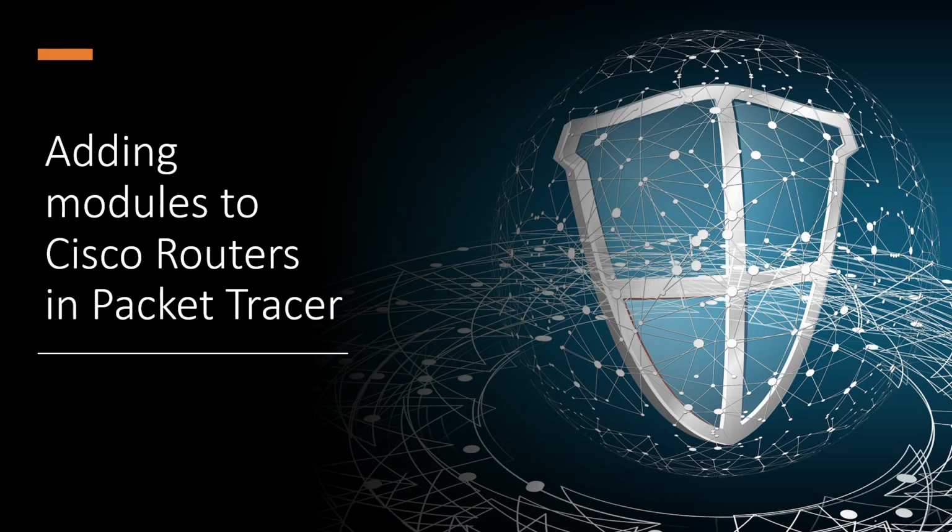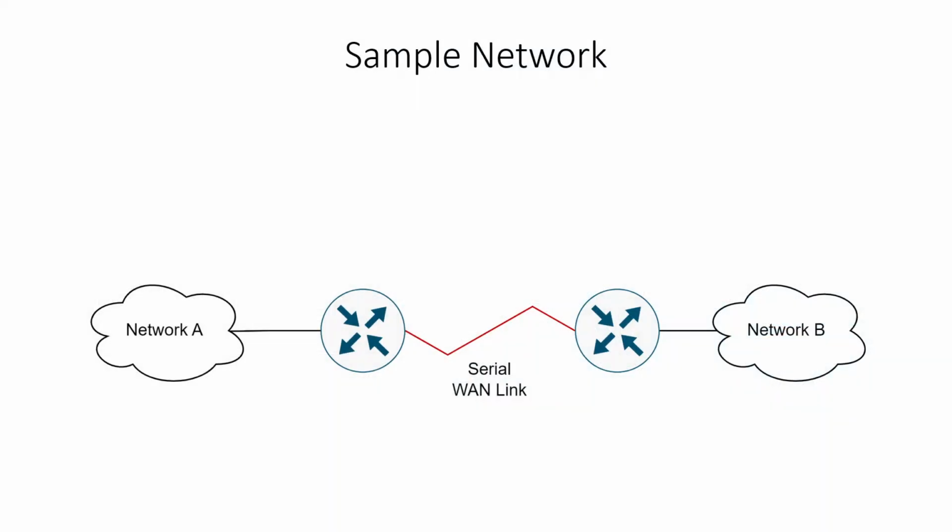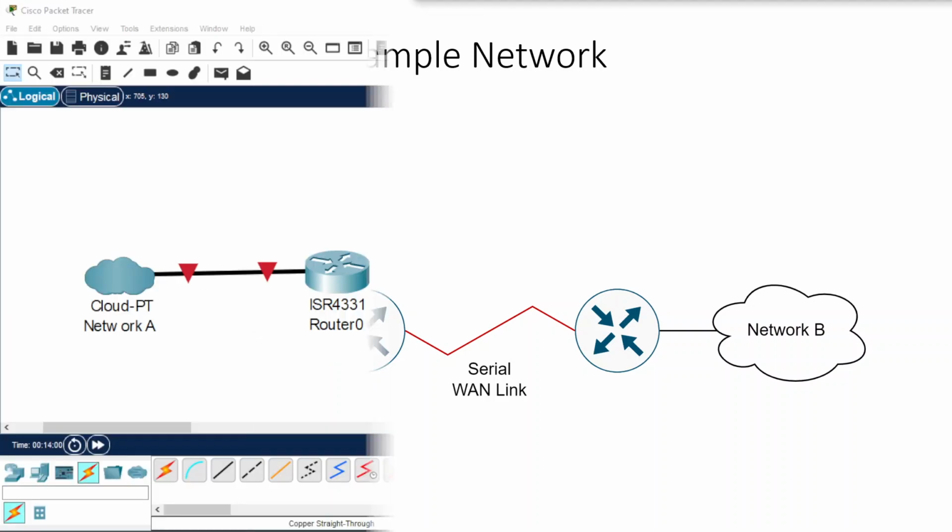We can do this in Packet Tracer, and there are a few very simple steps we do in order to handle that. I'm going to use this sample network right here. We have two routers and two networks. Network A and Network B are directly connected to the routers via an Ethernet connection. Most routers come with an Ethernet connection, so that's not a problem. However, between the two routers, they are connected via a serial WAN link, and that may be a module that we need to purchase and add to our routers. Let's see how we do that in Packet Tracer.